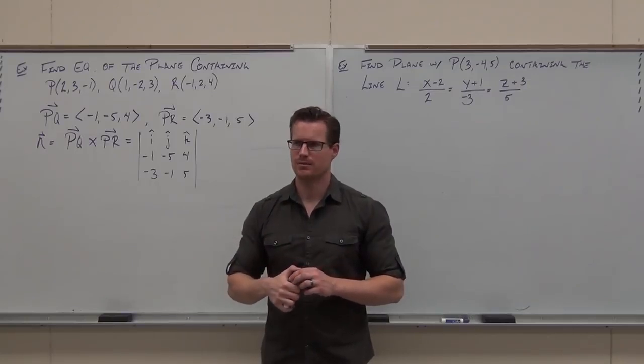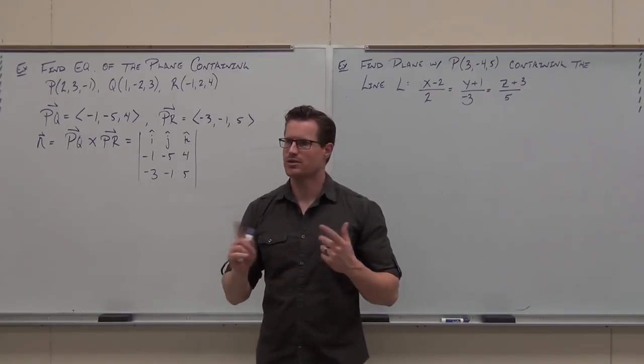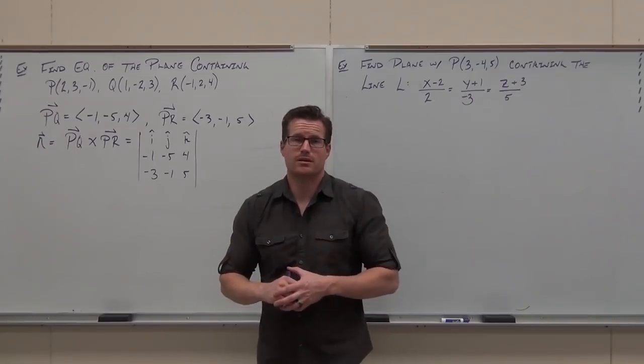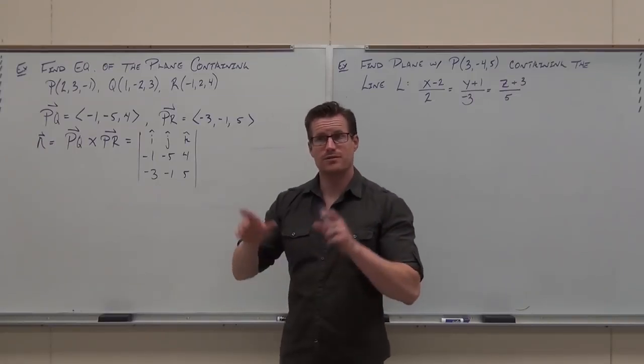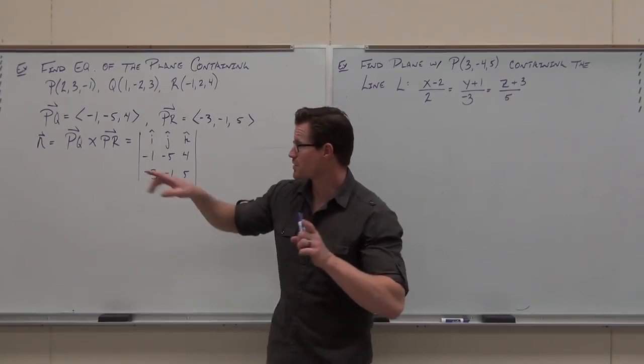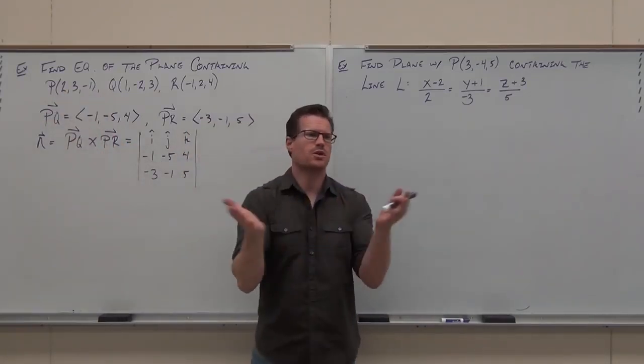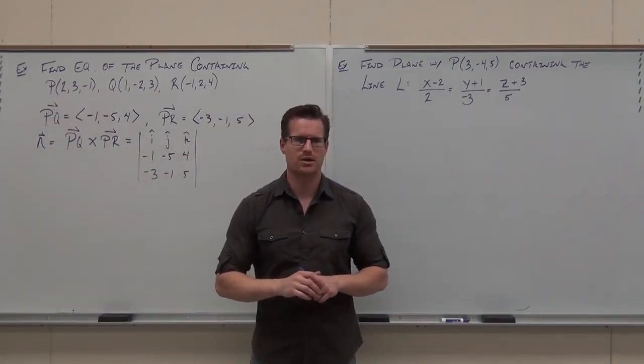Only by the sign. And since we can factor out scalar multiples, it doesn't really matter. It doesn't matter at all. As long as you have two vectors in the plane and you are starting from the same point, cross product them, you're going to find a normal vector. That's all we're looking for.